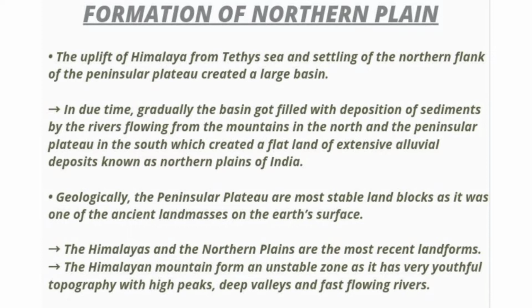Geologically, the peninsular plateau is the most stable land block as it is one of the ancient land masses on Earth's surface. The Himalayas and the northern plains are the most recent landforms. The Himalayan mountains form an unstable zone as they have very youthful topography with high peaks, deep valleys, and fast flowing rivers.